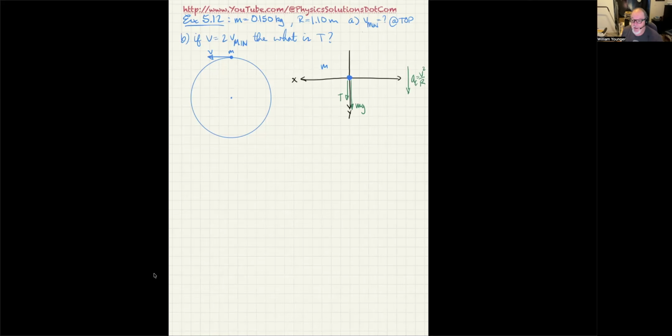Notice that's in my positive y direction. So I just write v squared over r in the summation of forces radial equals mass times acceleration in the radial direction. So now let me do that. So this is, by the way, at the top.